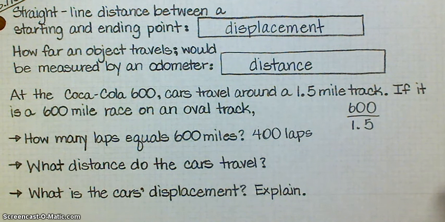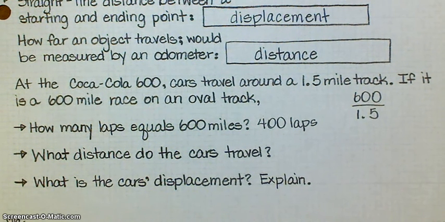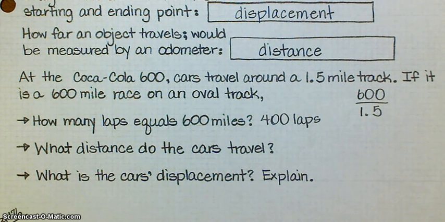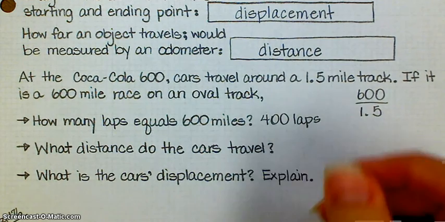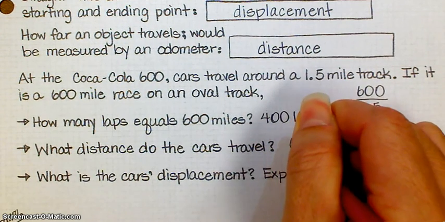What's the distance that the cars travel? It's the Coca-Cola 600. It's a 600-mile race. So how far do the cars travel? Yeah, 600 miles. Okay, 600 miles.